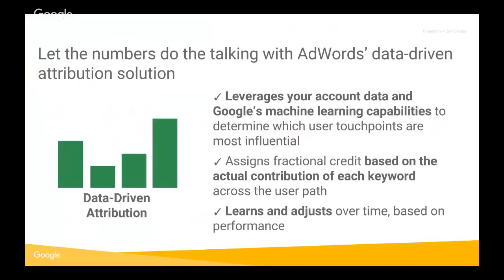Now, talking a little bit more about the new data-driven attribution option that is available for your account, it uses your account data and Google's machine learning capabilities to determine which of those user touch points or interactions with your business are most influential. It'll then allocate the credit based on the action of each keyword across the user path. And the best part about this is it gets smarter each time as a system, as this model is put into place to understand the various signals and change accordingly. So you do not have to make any manual changes on your end. It will adjust over a period of time according to your account's performance. If you want to learn more about data-driven attribution, you can also read up more about this in our AdWords Help Center article.